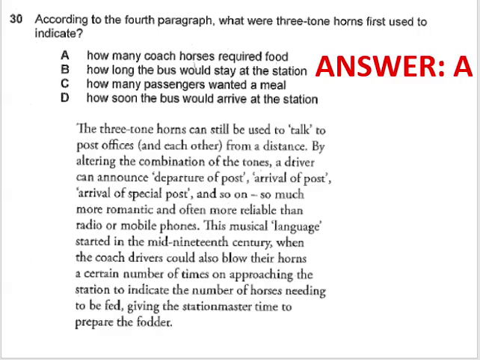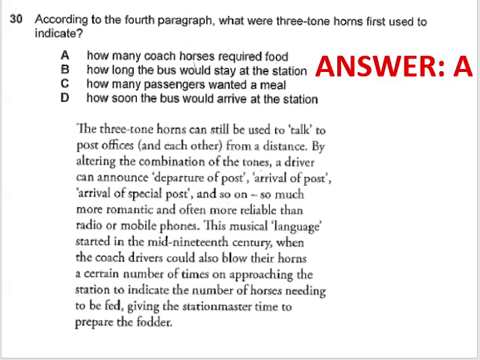According to the fourth paragraph, what were three-tone horns first used to indicate? So quickly let's see where this word three-tone horns is given. Yes, so in the fourth paragraph, the first line itself mentions this. The three-tone horns can still be used to talk to the post offices from a distance. So if you want to talk to the post offices from a distance, then we make use of three-tone horns. So three-tone horns means maybe the horn is blown thrice.